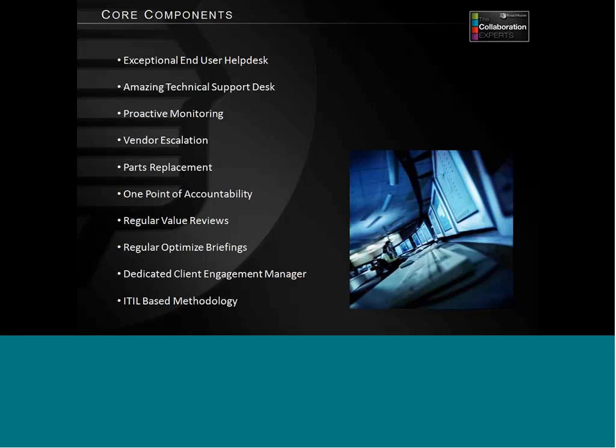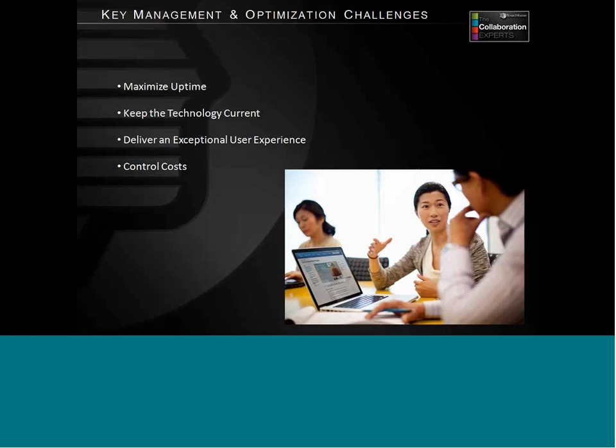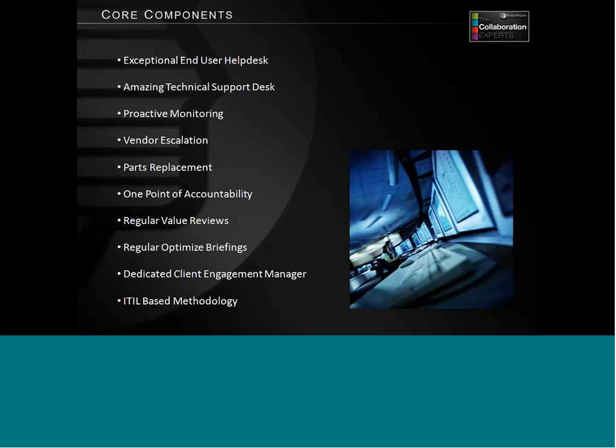And what we've tried to do here is bring together a list of the key components of delivering against these four challenges that you have each and every day. The first one is an exceptional end-user help desk.